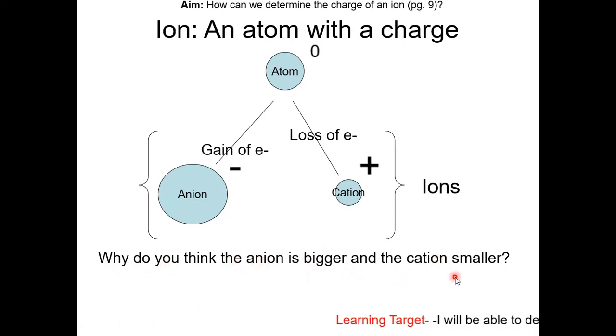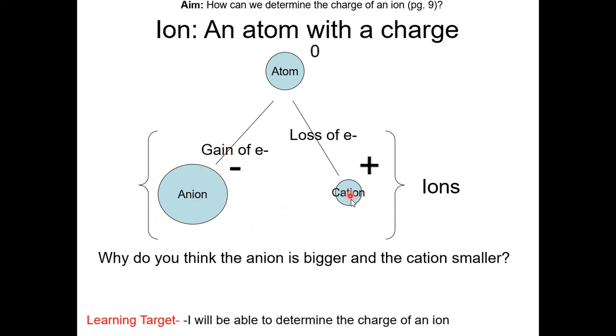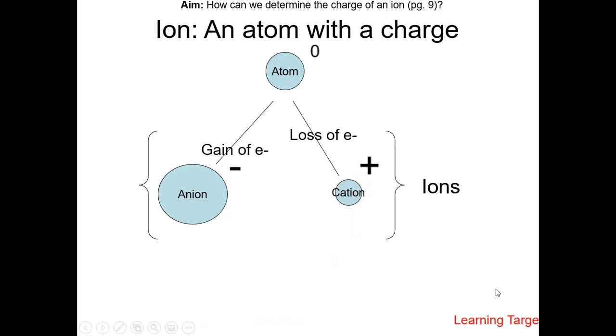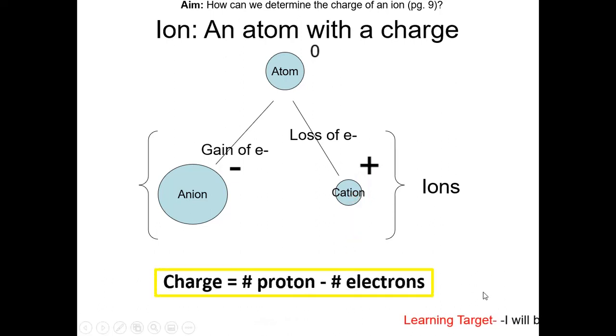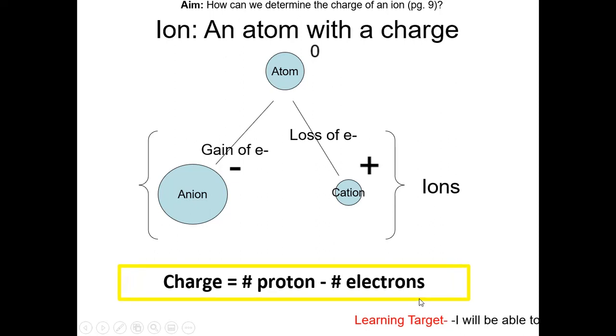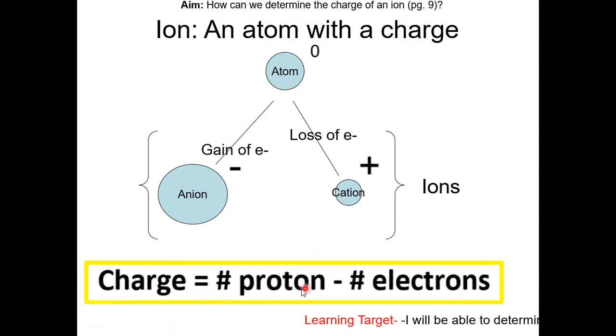We will cover this in the next unit, but for now, let me just give you a couple of answers. When you gain an electron, you may fill another shell, which causes more electron repulsion. If you lose an electron, you may lose a shell, and since there's less electron repulsion, electrons are drawn closer to the nucleus. So here is how you can calculate the charge quickly. Charge is equal to the number of protons minus the number of electrons.